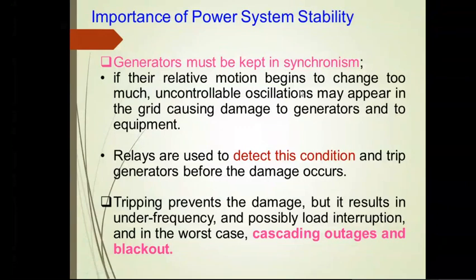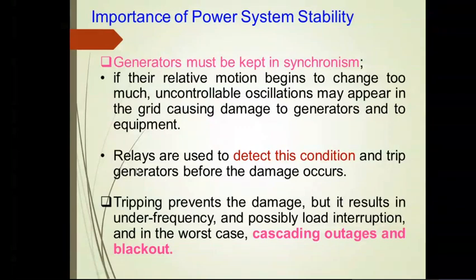Normally, if you want synchronous operation, there has to be an acceptable range of frequency deviation, because frequency is very much related to the active power. If there is a mismatch between the active power generation and the demand on the load side, it will result in frequency deviation. And thus, if we want to maintain the synchronous operation of the generators and not allow the frequency deviation to go beyond the acceptable limits, then we use relays.